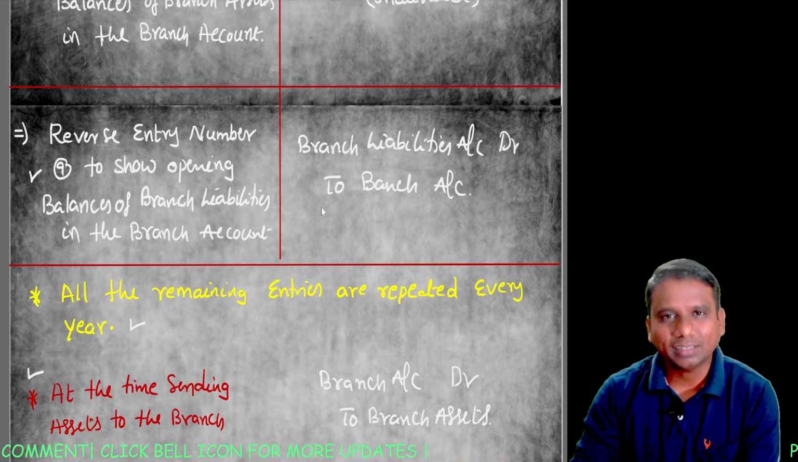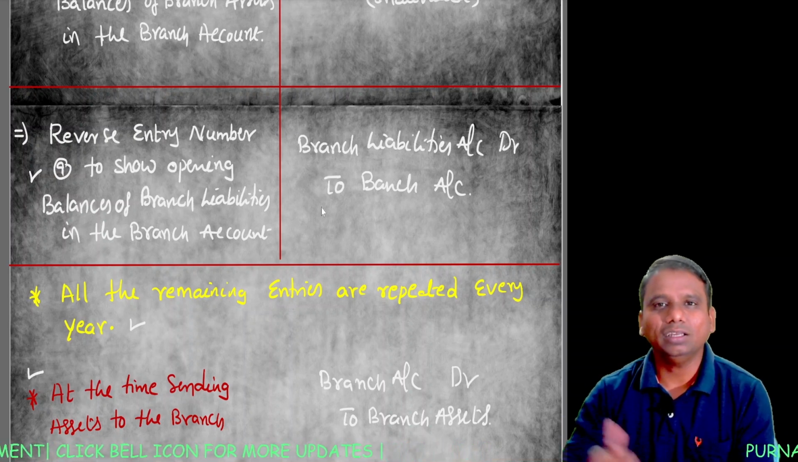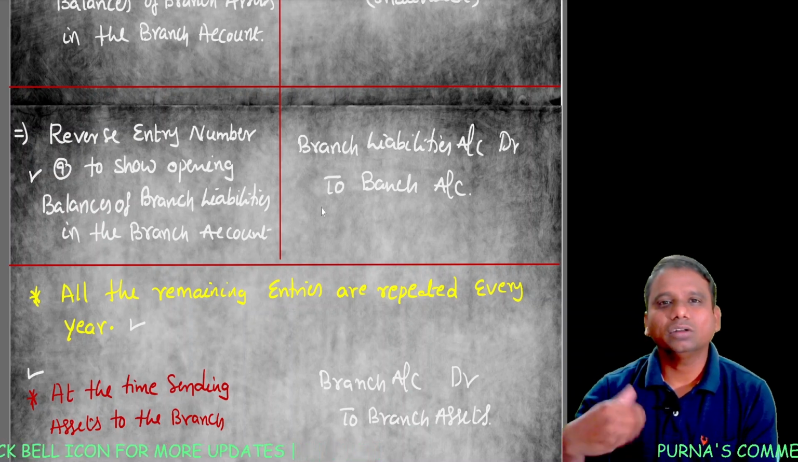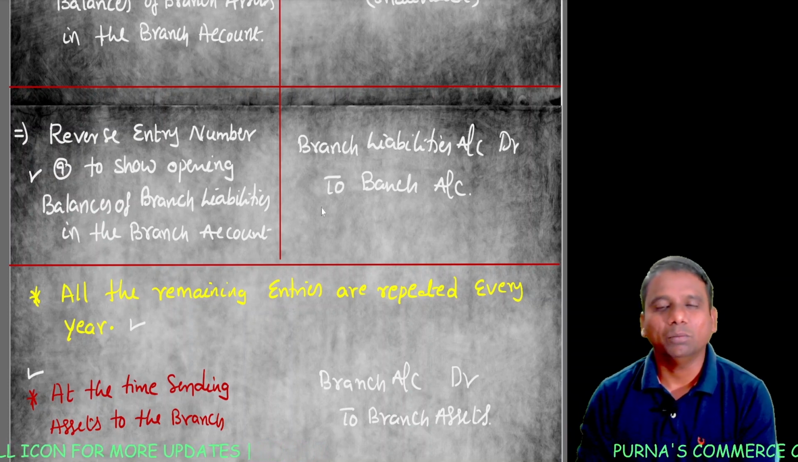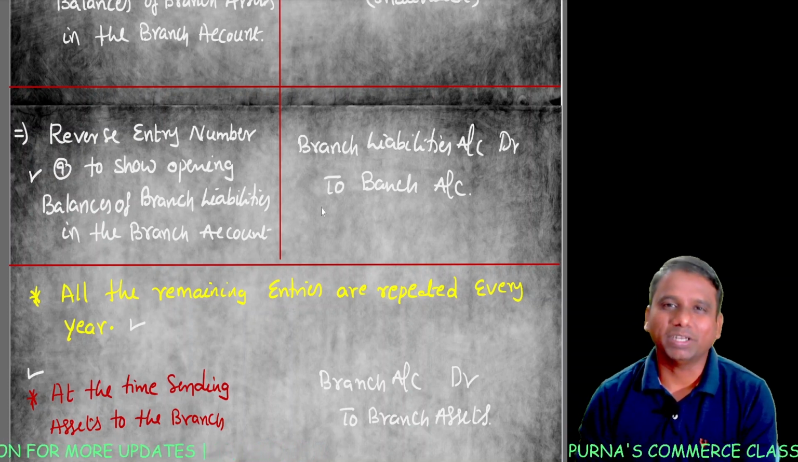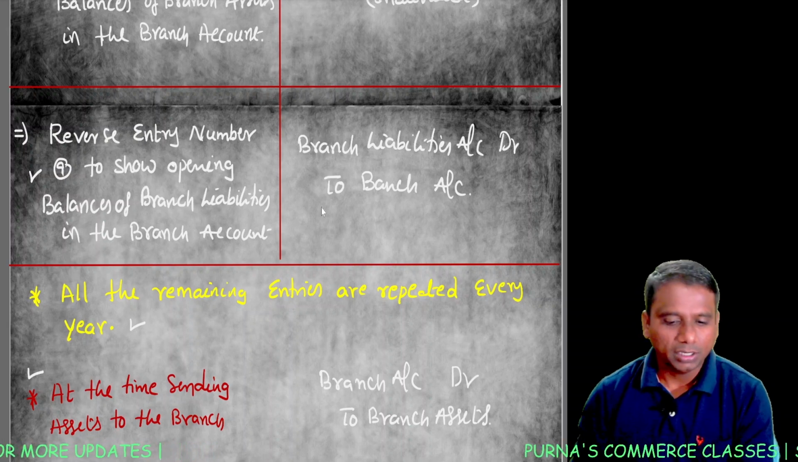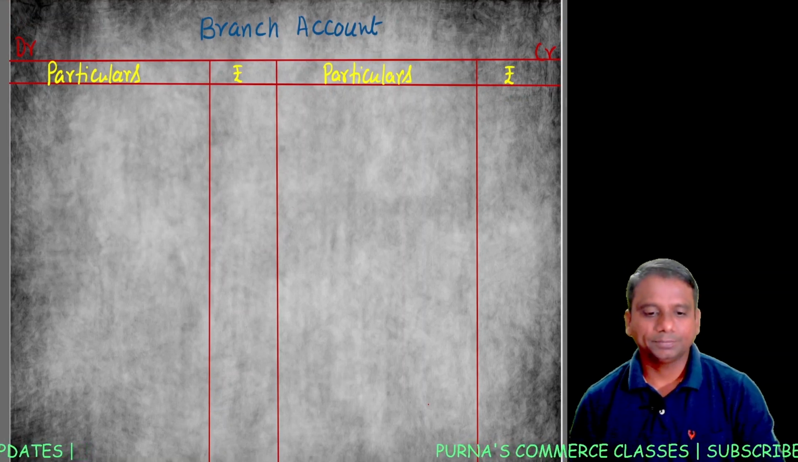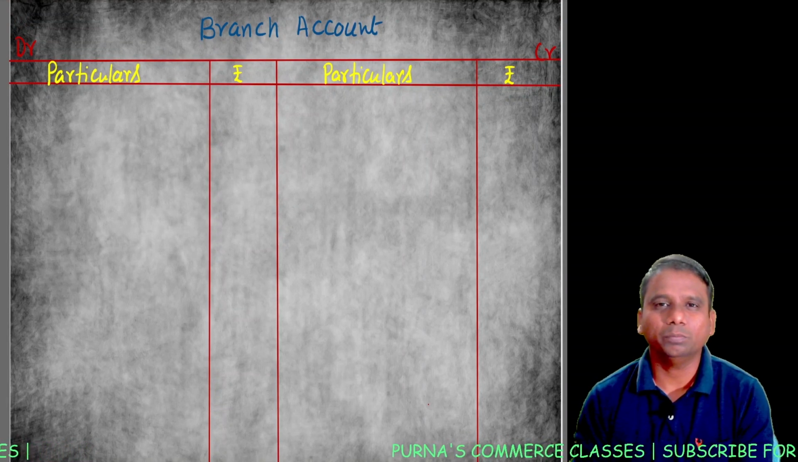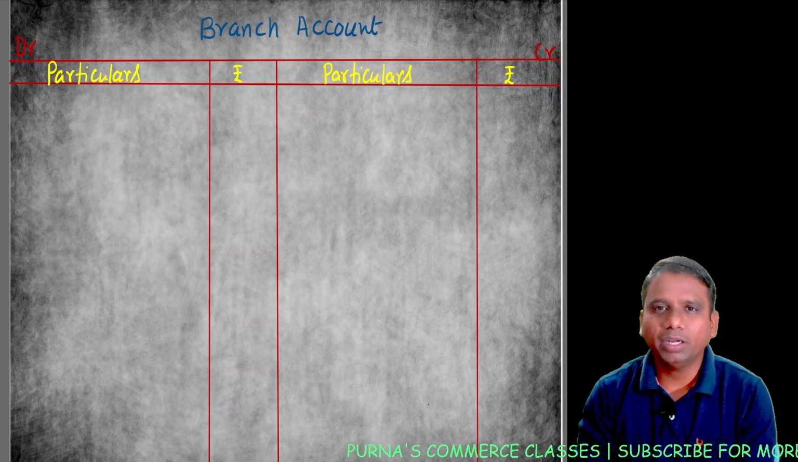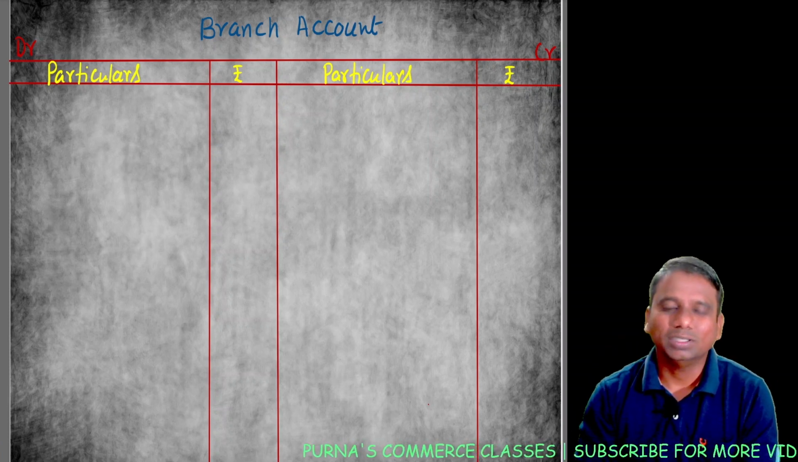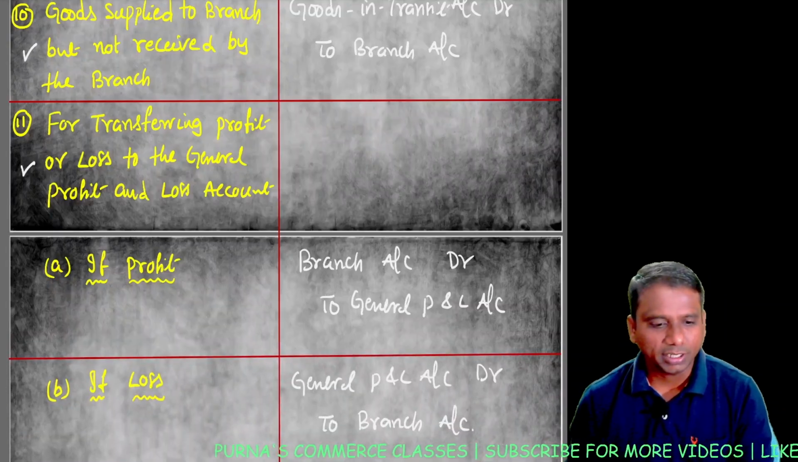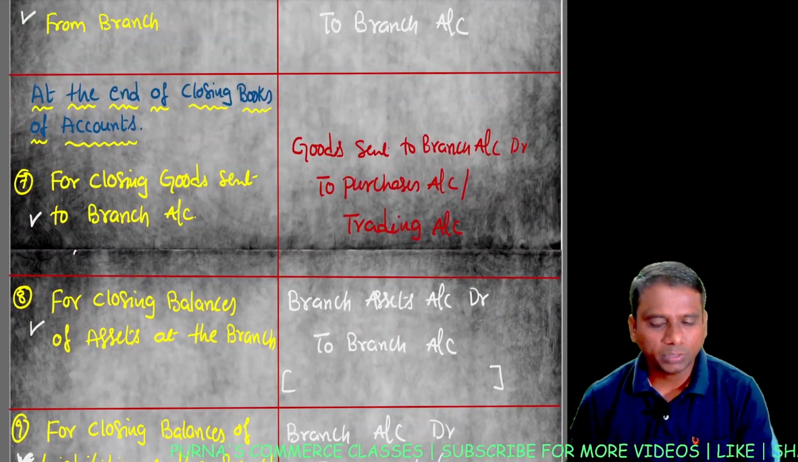So these are the transactions and entries we record under the debtors method when goods are sent to the branch by the head office at cost price. Now we prepare the branch account. How is an account prepared? From the above journal entries. Look at the first entry. Is this entry posted to the branch account?